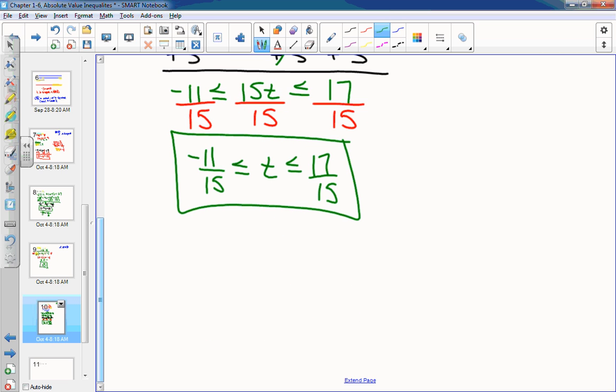What does the graph of this thing look like? A negative 11 over 15 goes here. A 17 over 15 goes to the right. They are both closed, and since it's an and that means it's trapped, t is in the middle.